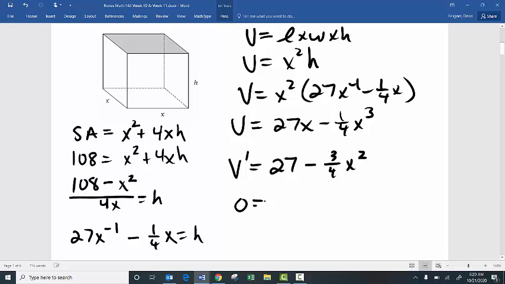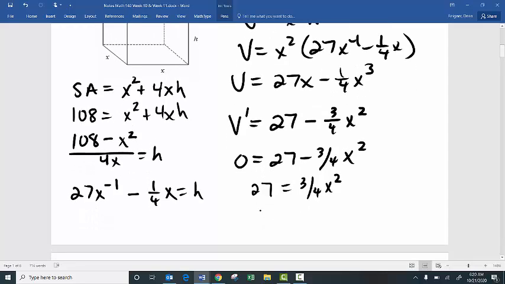And then in order to minimize, or in this case maximize, you just set your derivative equal to 0 and then you solve. So the 27 goes to the other side. It's negative, and the negatives cancel out. And then you multiply by 4/3. In this case, I believe you get 36. So x now can actually be plus or minus 6. So that's going to help you figure out the dimensions of the box.